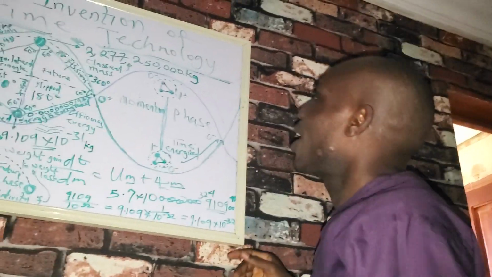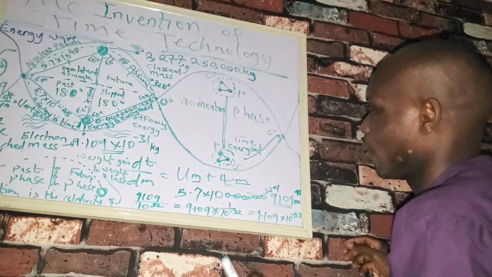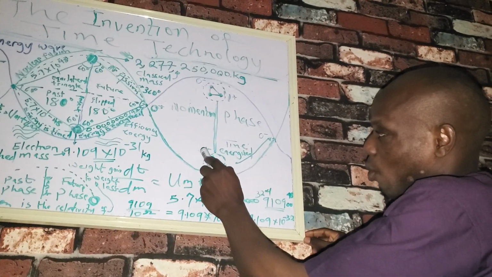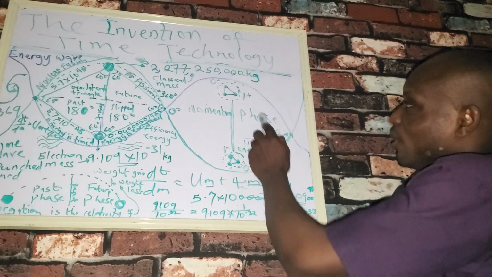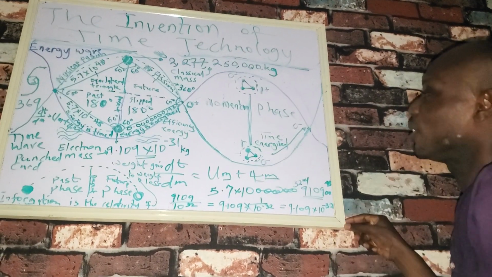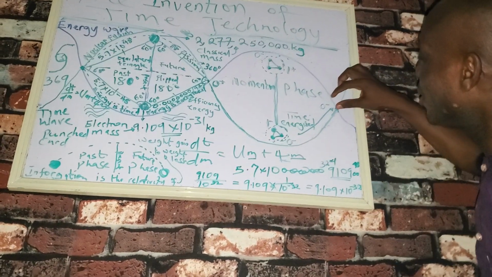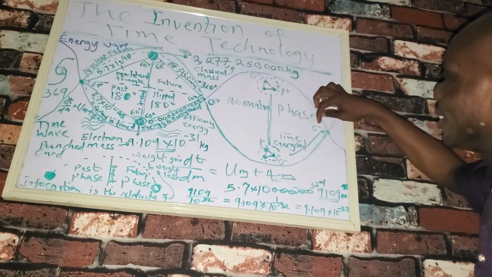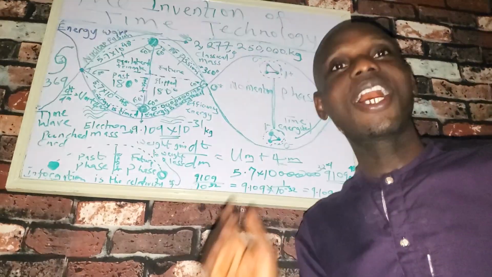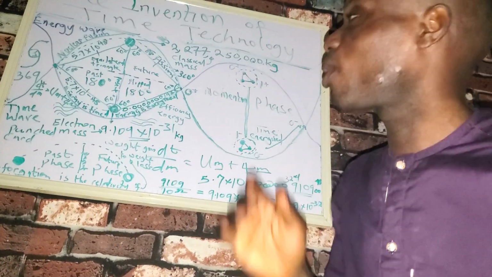So out of these four sets of numbers that we need for time technology, we already have one negative, we already have one positive, we have zero positive. The only value that is left for us to get is the zero negative. Once we have zero negative, then we can venture into time technology.